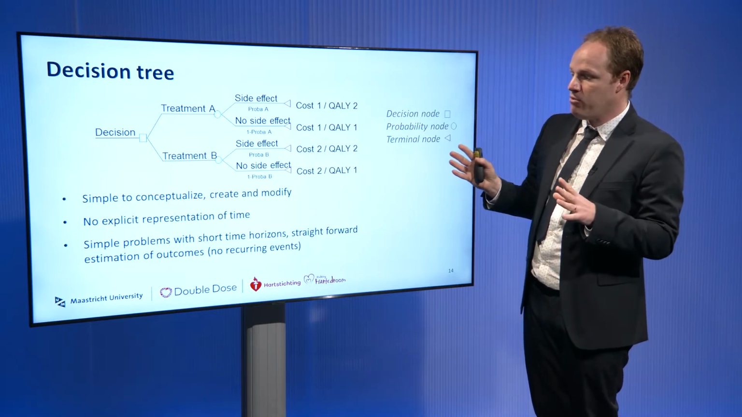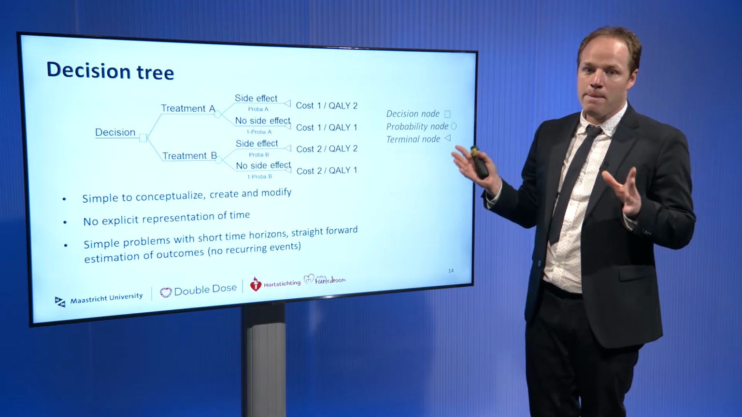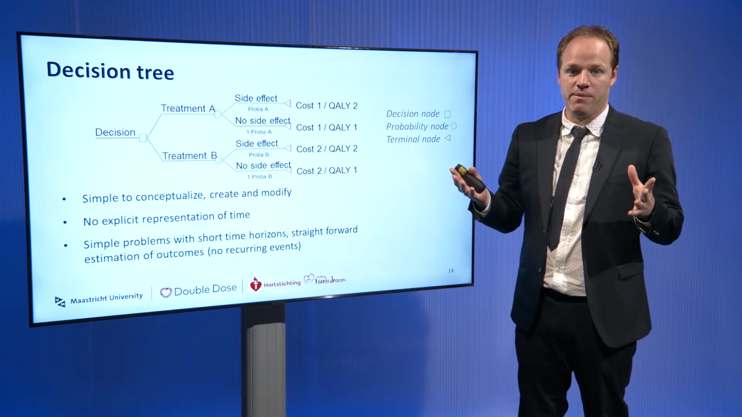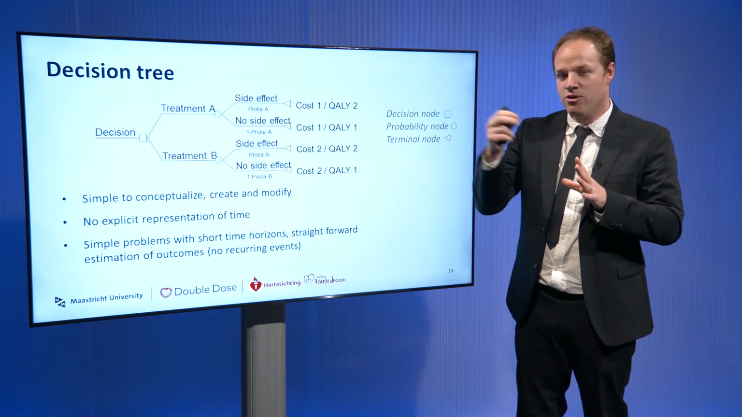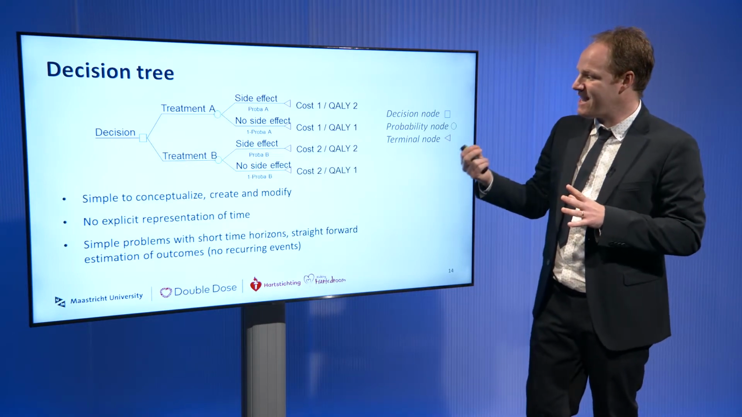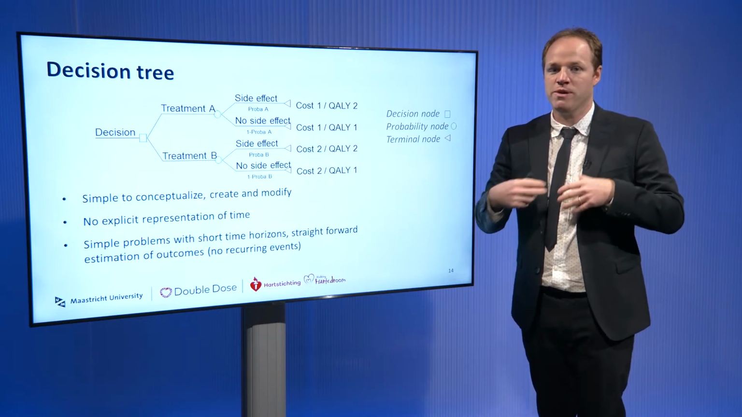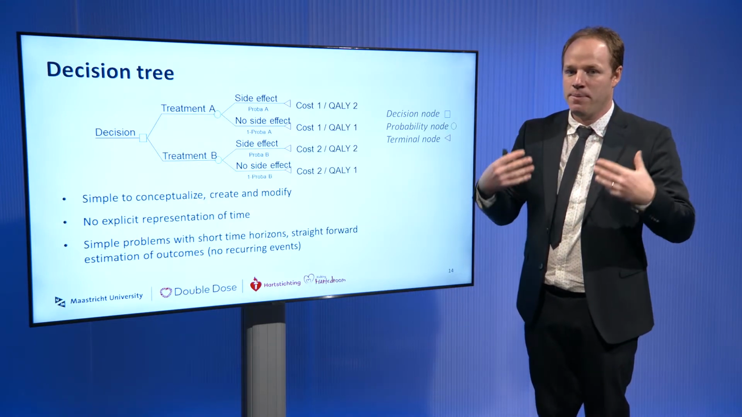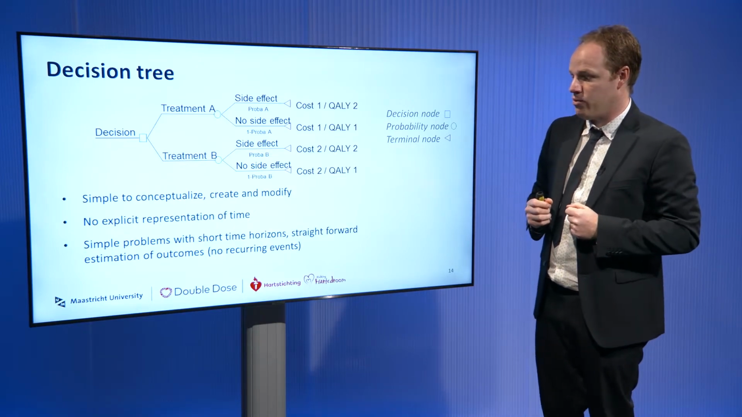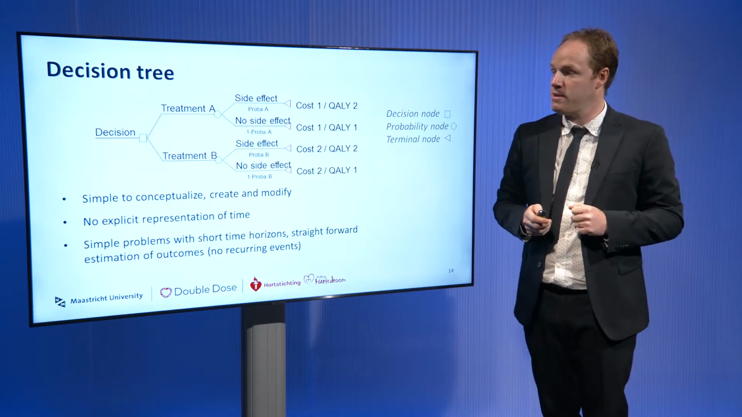events. And this type of model is really simple to conceptualize, to create and to modify, but one main limitation is that we have no explicit representation of time. It's really something for the short term, not really appropriate for the recurrence of events. And that's also why this type of model is not commonly used in health economic evaluation, because often we need a long-term period and we have a kind of recurrence of potential events, especially in chronic disease. But it's a simple type of approach that could be attractive in some situations.